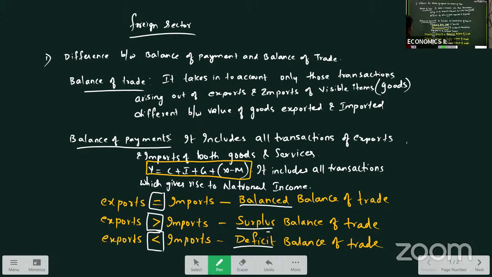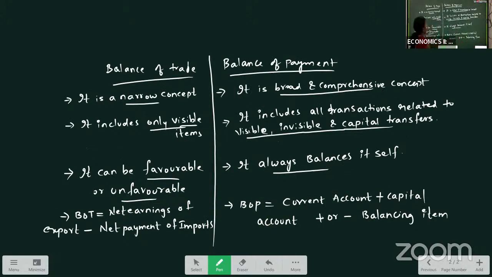So when you have exports equal to imports, balance of trade. So like that we have favorable or unfavorable. Next, you can see the difference between these two. Balance of trade is a narrow concept, whereas balance of payment is a broad and comprehensive concept. Balance of trade includes only visible items, whereas balance of payment includes both visible, invisible, as well as capital transfers. Balance of trade can be favorable or unfavorable, meaning we have surplus balance of trade, deficit balance of trade, or balanced balance of trade.